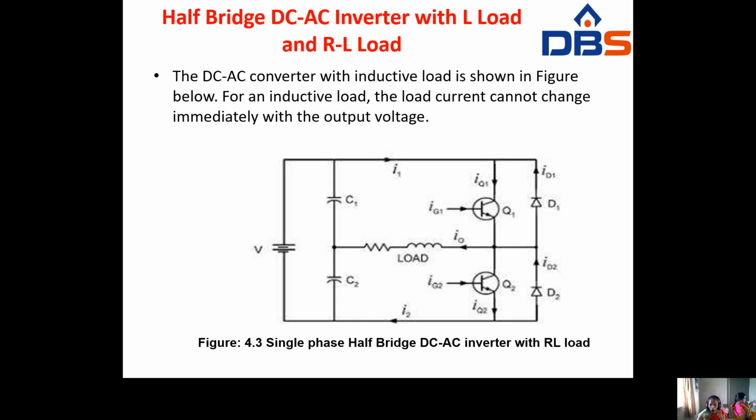Next, half bridge DC to AC inverter with RL load. In the above diagram, we had only a resistor as load. Here we are taking a resistor and an inductor as load. The diagram will be the same, but the load will be different. The DC to AC inverter with the inductive load is shown in the figure below. For an inductive load, the current cannot change immediately with the output voltage.